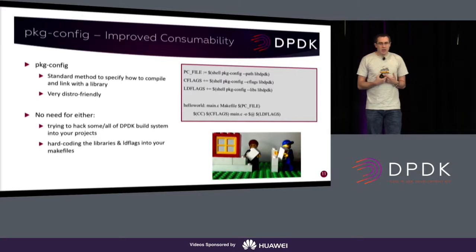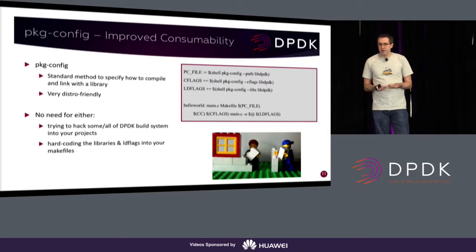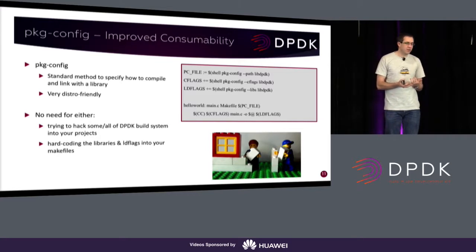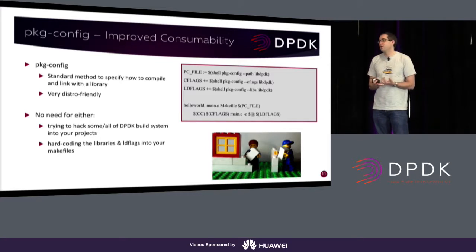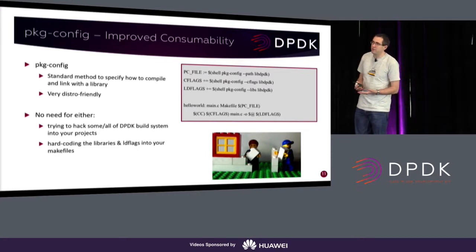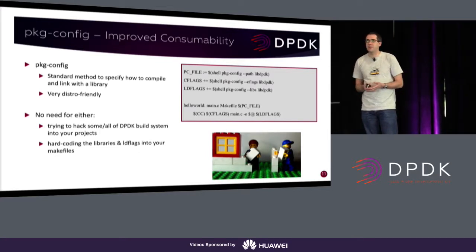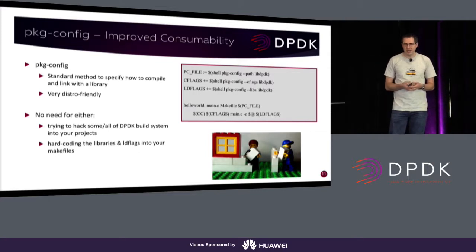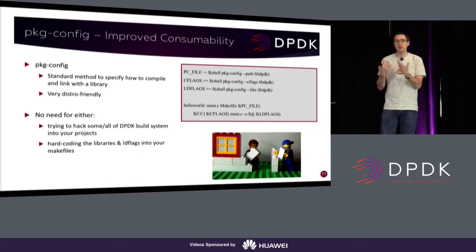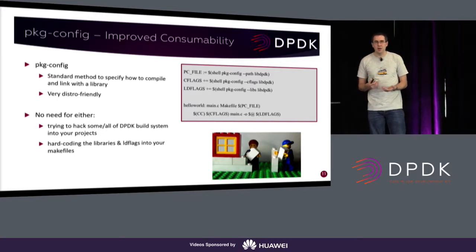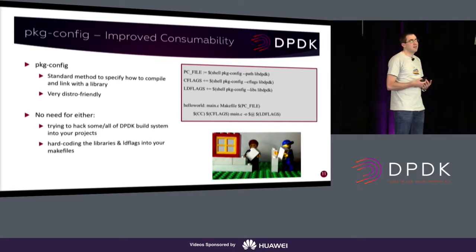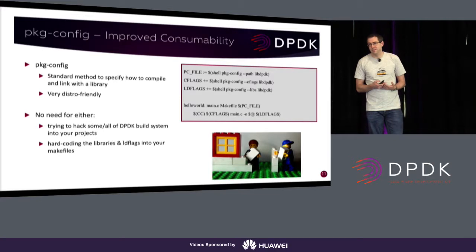Okay? So this then gives you the consumability benefit that you don't need to try and hack some or all of the DPDK build system into your existing build system, and instead, you don't have the problem of trying to hard code in those complicated LD flags and C flags into your existing build system either. So that's where the improvements come from from an end user consumability point of view. Whenever we were doing this work, though, an additional benefit for developers became apparent. So it turned out that using Meson and Ninja gave us much, much faster compiles.